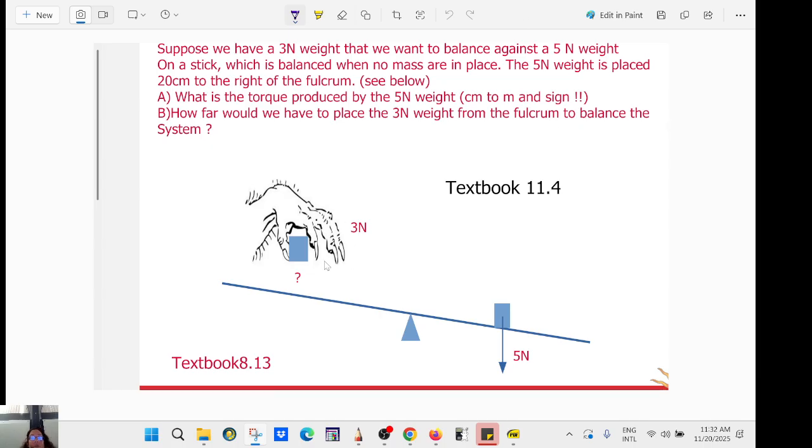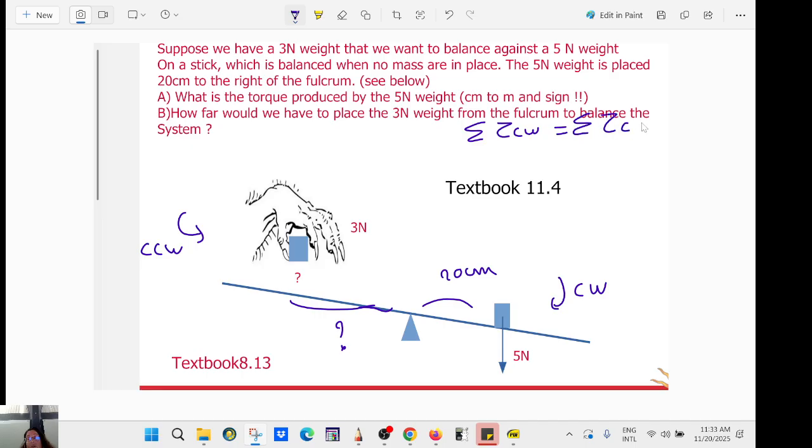Okay, the 3 Newton, the 5 Newton is placed 20 centimeters. So this is 20 centimeters, and this is question mark. So that will be clockwise, that will be counterclockwise. So the sum of the clockwise equals the sum of the counterclockwise. So clockwise will be 5 times 20 equals 3 times the unknown distance.